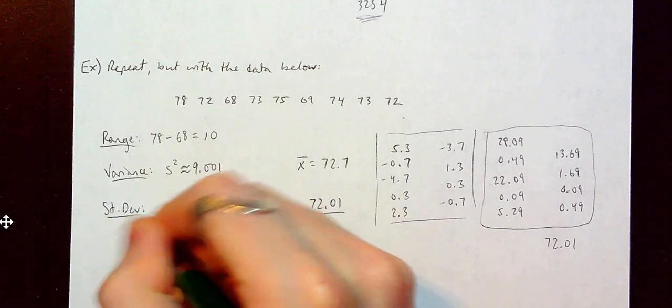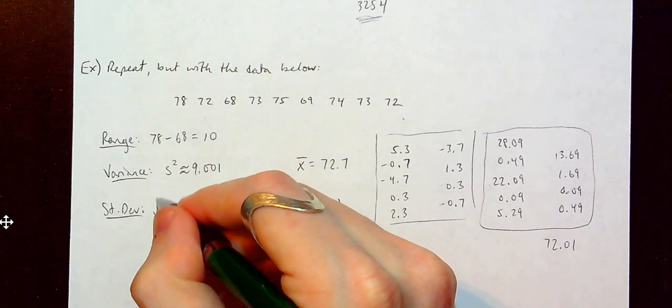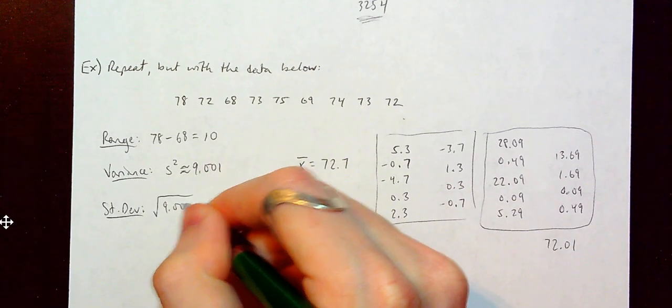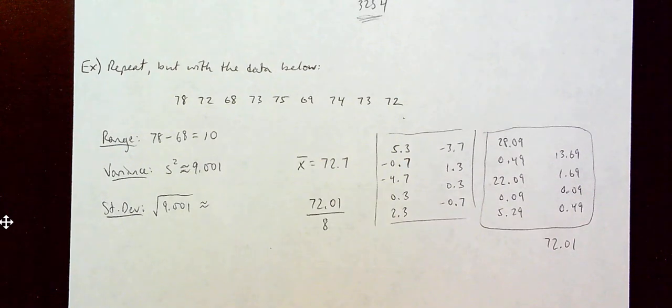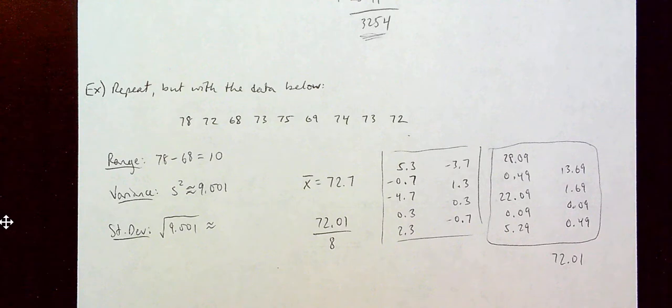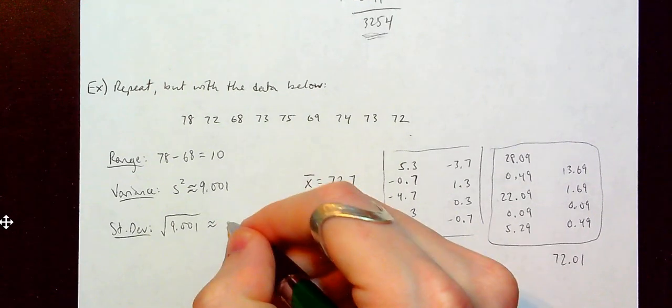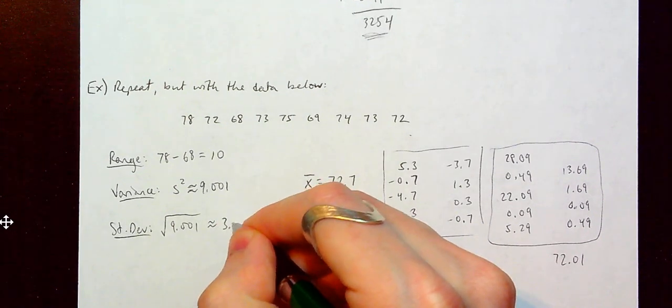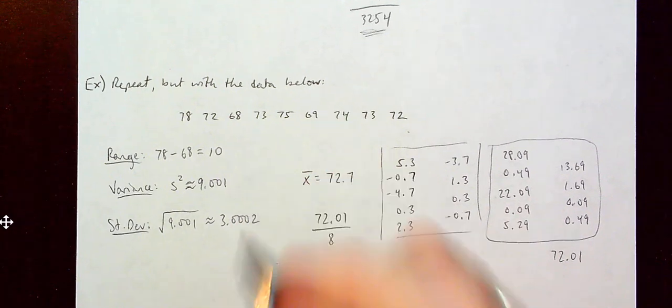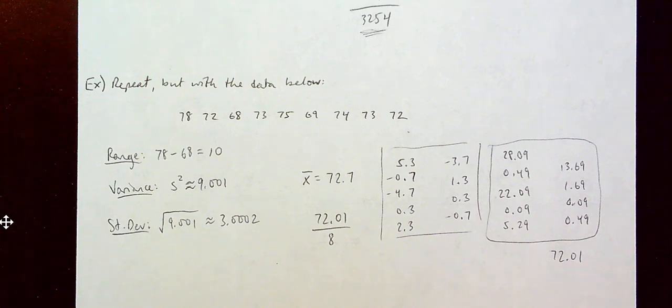To get your standard deviation, simply take the square root of your variance. And so we see that it's not quite 3. We'll round to 4 decimal places here. You come to 3.0002. So this is our range, variance, and standard deviation for this problem.